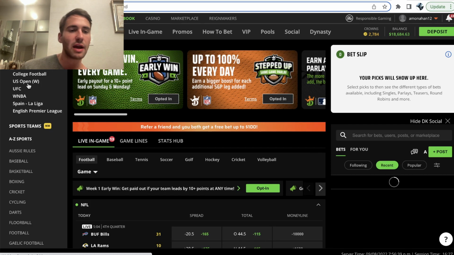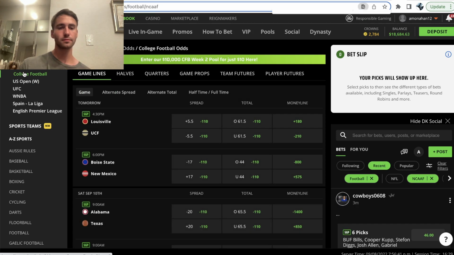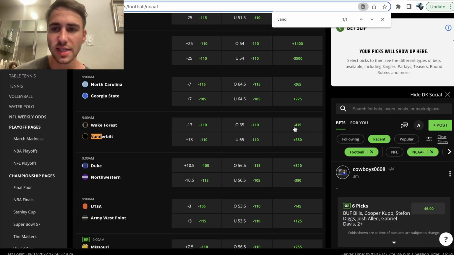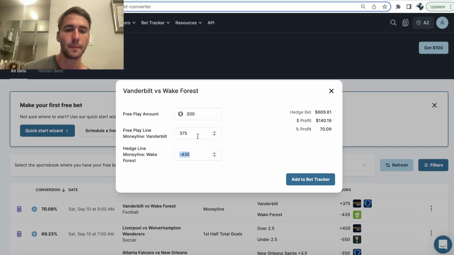So let's go back to DraftKings and we'll go to college football. If we go to Vanderbilt, you can see exactly as OddsJam says, Wake Forest is minus 435. Okay, great. So the free bet converter on OddsJam tells me, place your $200 free bet on Vanderbilt at plus 375, hedge $609.81 on Wake Forest at minus 435.